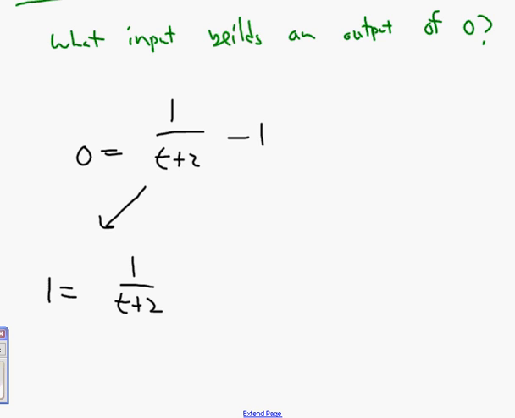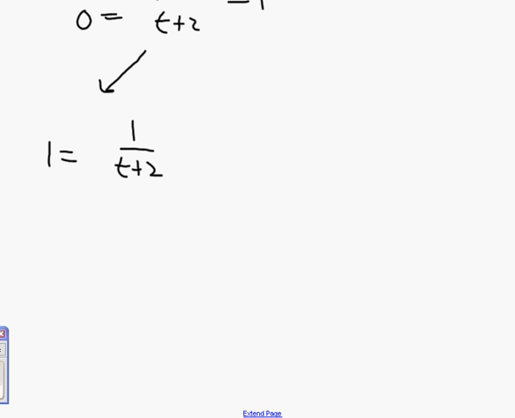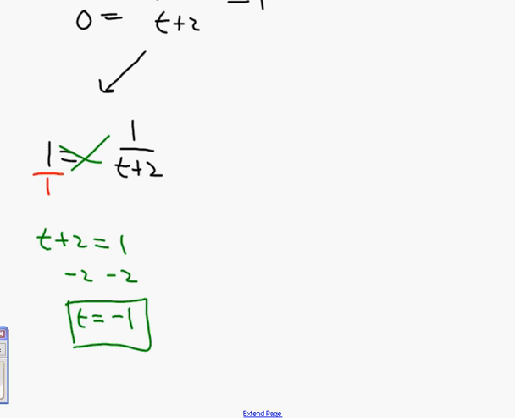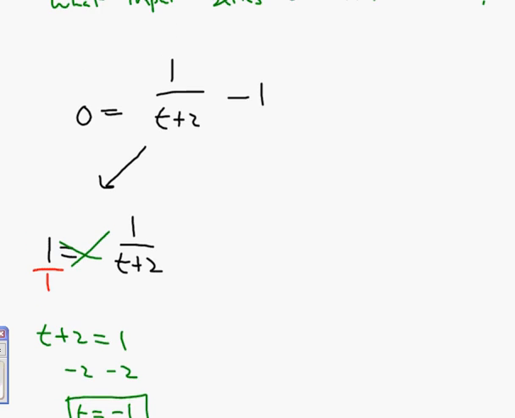And then lots of times we'd like it to look like there are 2 fractions equaling each other so we can cross multiply. So I'll put this 1 over 1, and we'll cross multiply. And we get t plus 2 equals 1. We'll subtract 2, and we'll get t equal to negative 1. Raise your hand if you agree with that answer. Okay, good. This obviously wasn't a problem.